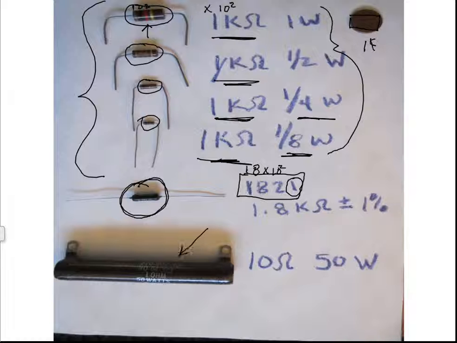Down here is a wire wound resistor. He's real small. He's actually 10 ohms, but he will dissipate 50 watts of power. 50 watts produces quite a bit of heat. So this is wire wrapped around a ceramic core, then covered in a high temperature epoxy. And you find this, once again, in high power applications.